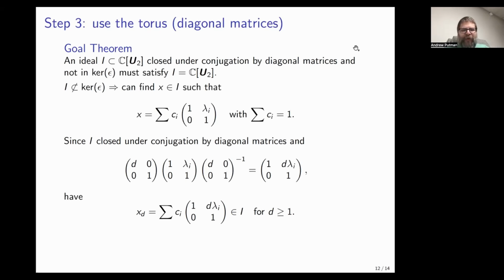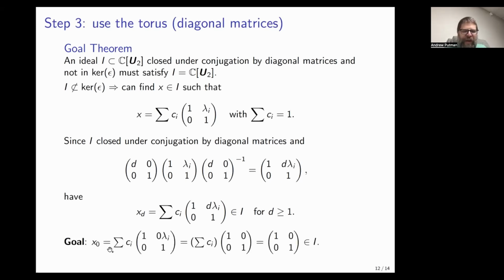Now, what do I really want to do? I said this is true for d at least 1. What I really wish I could do was replace this d by 0. Now, of course, that's nonsense, because it's not an invertible matrix, so that wouldn't make sense. But if I could multiply lambda_i by 0, then I would get the identity matrix. So that's what I want to do.